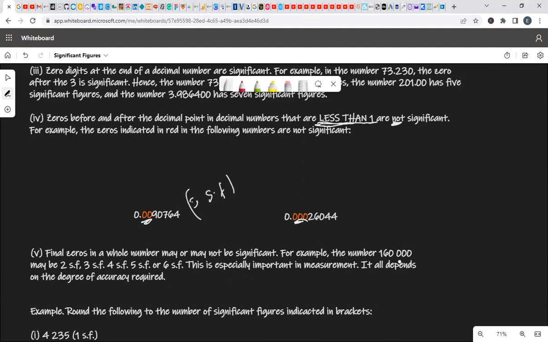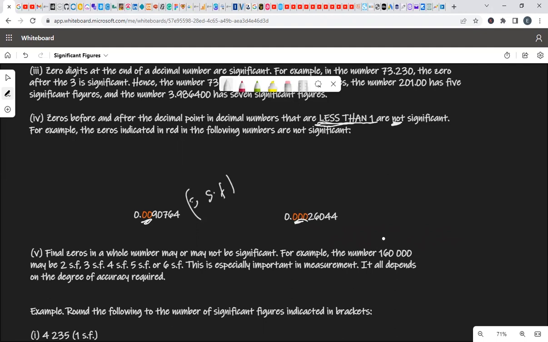For example, this number 160,000 may be 2 significant figures. It depends on the degree of accuracy we want. If we want 2 significant figures, then we consider only the first 2 digits, that is 1 and 6. If we want 3 significant figures, we consider the first 3 digits, this is 1, 6, 0. If we want 4 significant figures, we consider the first four, and so on and so forth, because it's a whole number.